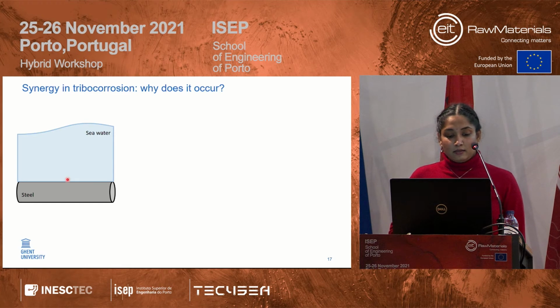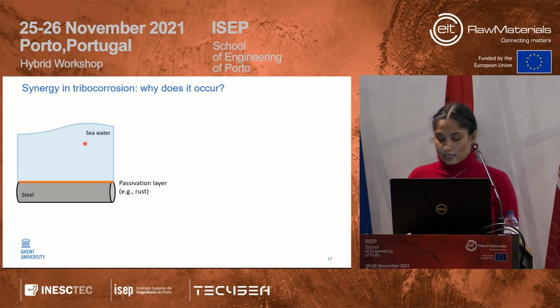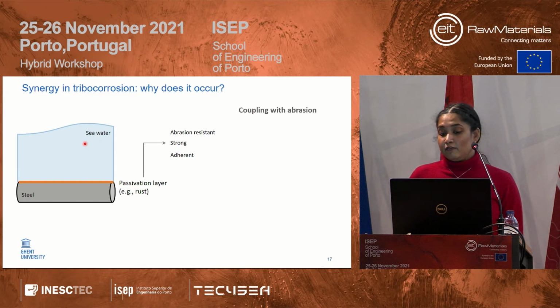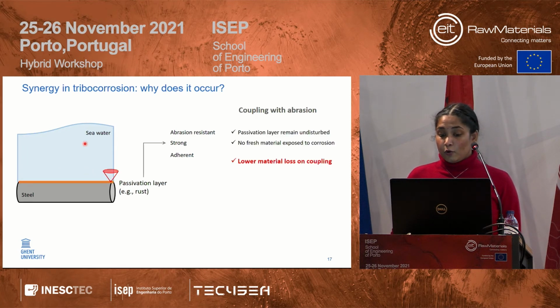One is when we have steel and seawater, as I already mentioned, we have a passivation layer forming. The plus or minus depends upon the nature of this passivation layer. If the passivation layer is strong, abrasion resistant, and adherent, then on coupling with abrasion, there is no wear. That means you will have a lower mass removal on coupling, basically.